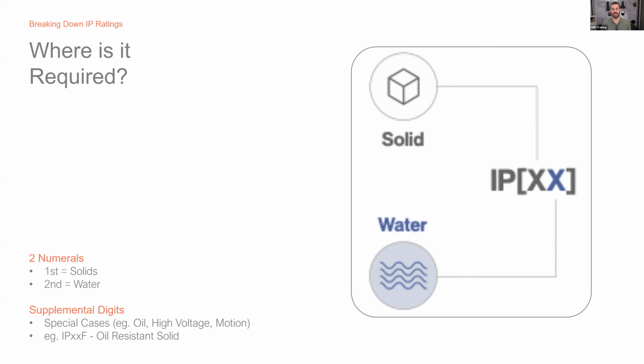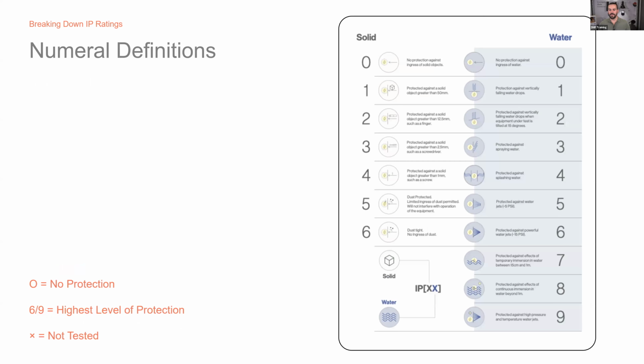There are some supplemental digits, so this is what I alluded to earlier with, for example, oil. These special digits will come after your first two numerals and can relate to any number of things. So whether it's high voltage, if the enclosure has been in motion during testing, all sorts of different things can be put in there or tested specifically for. In terms of the actual numeral definitions, I'm going to go into all of these in more detail later in the presentation, but this just gives you an overview.